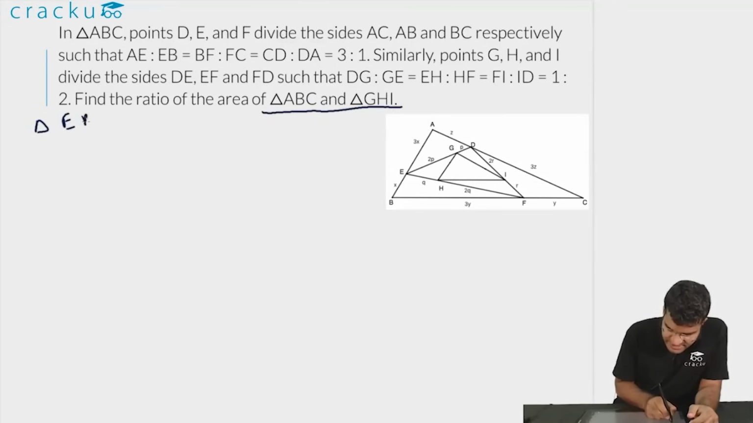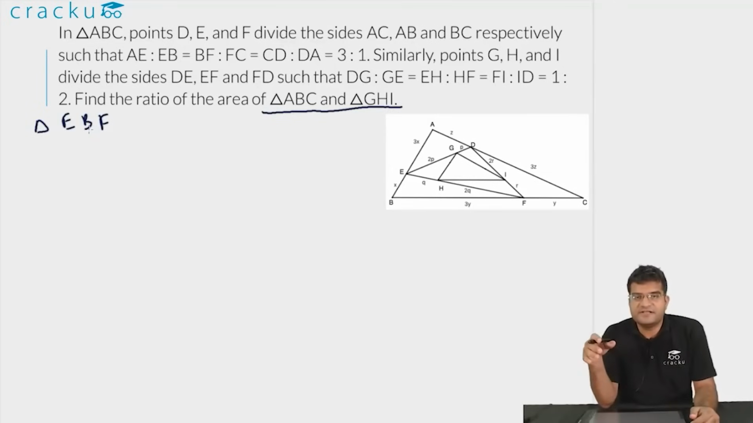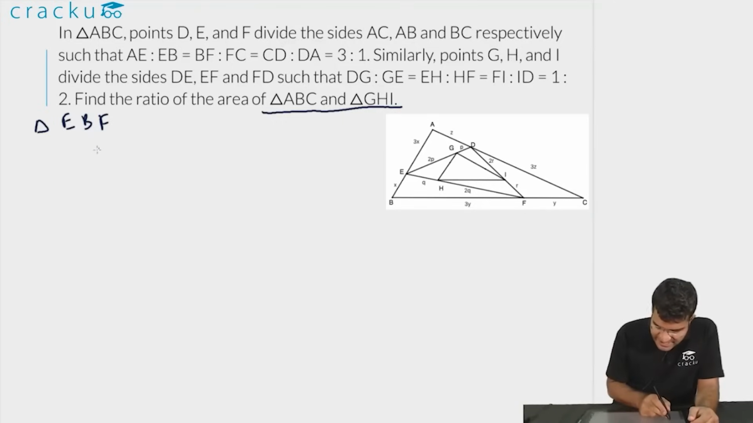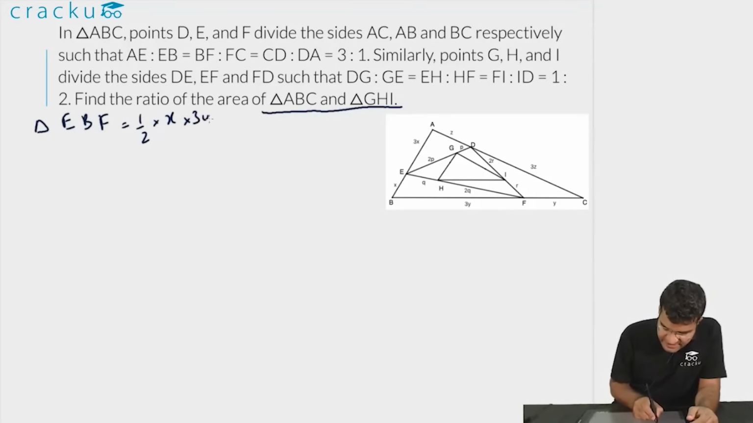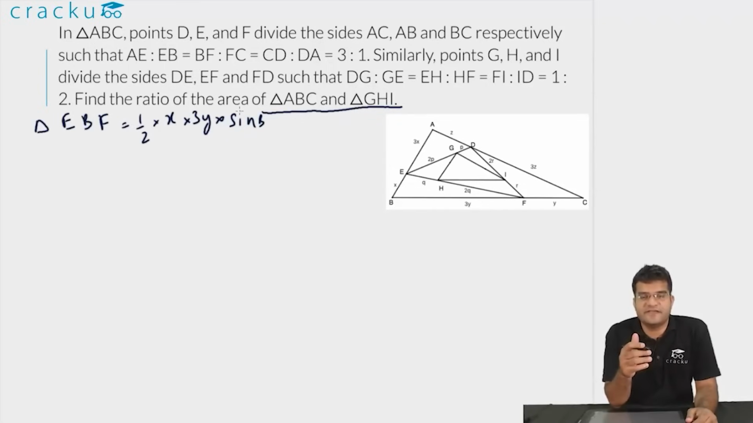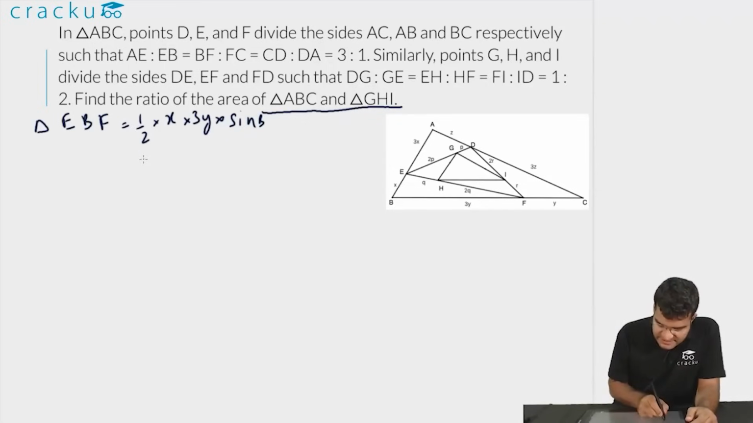Now let us first consider the triangle EBF. For ease of calculations, I assume that the length of the side AB is 4x because it is divided in the ratio 3:1. Similarly, the length of the side BC is 4y, and the length of the side CA is 4z. Now for triangle EBF, if you want to calculate the area, this equals half into EB, which is x, into BF, which is 3y, into sine B. We are just using the area of a triangle, which is half AB sine C. Now this is equal to 3/2 into xy sine B.